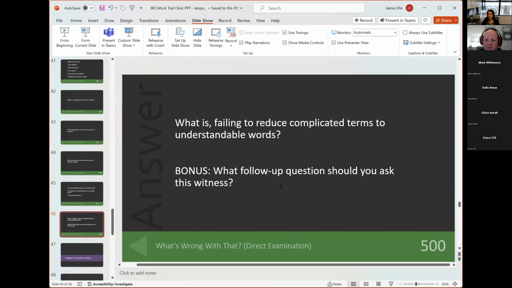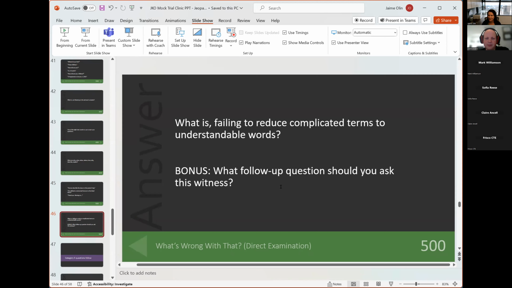Yeah, what is failing to reduce complicated terms to understandable words? And that is something that happens in my practice with expert witnesses all the time. In mock trial, if you have a doctor or an engineer or another kind of scientist on the stand, when they start using scientific speak or engineering speak, it is always good to ask them to bring it to a level where everyone can understand what they're talking about.